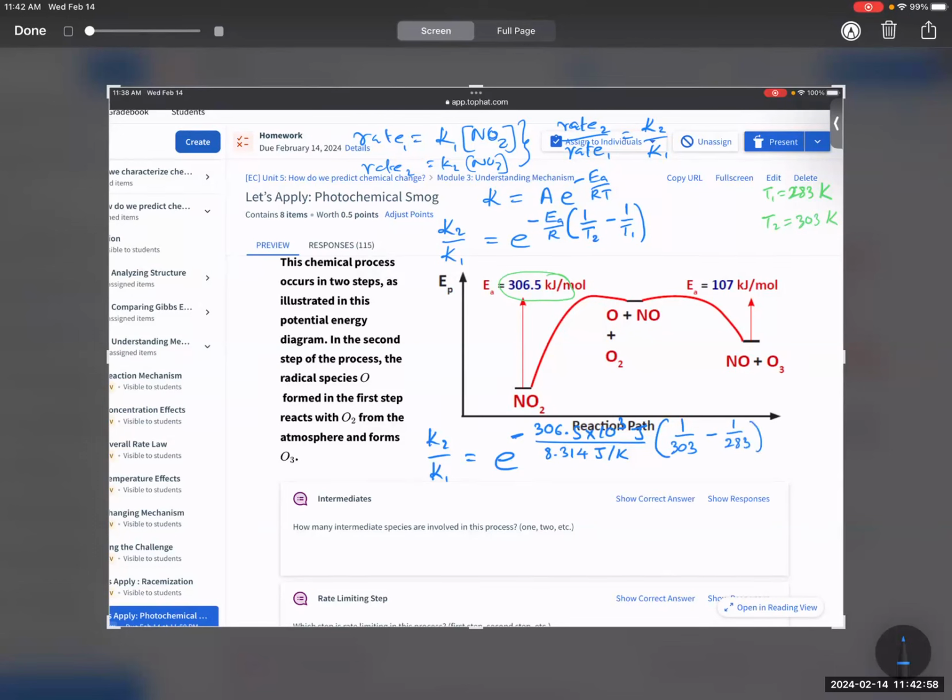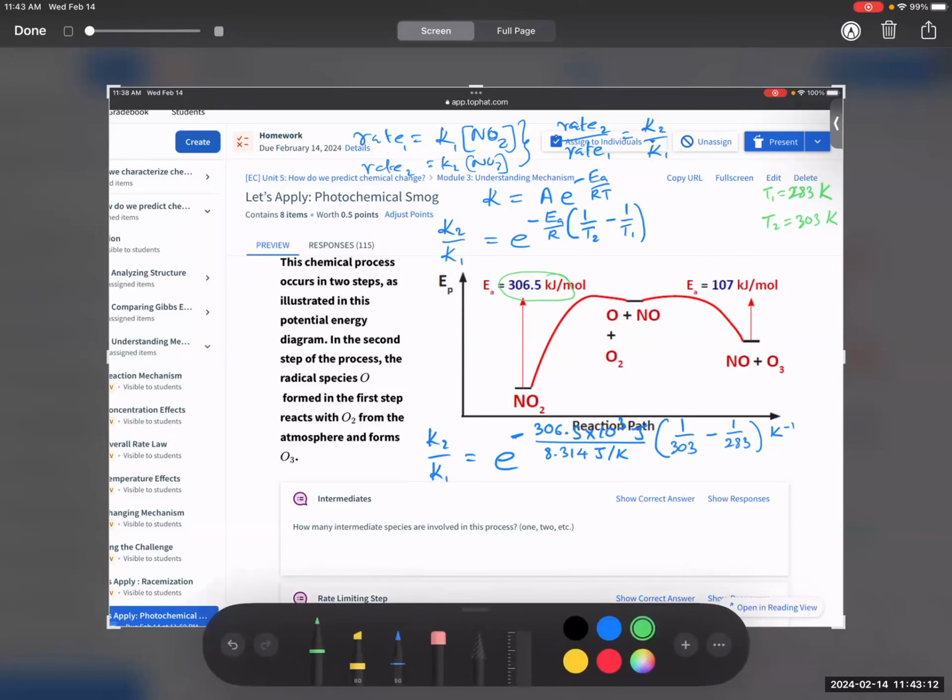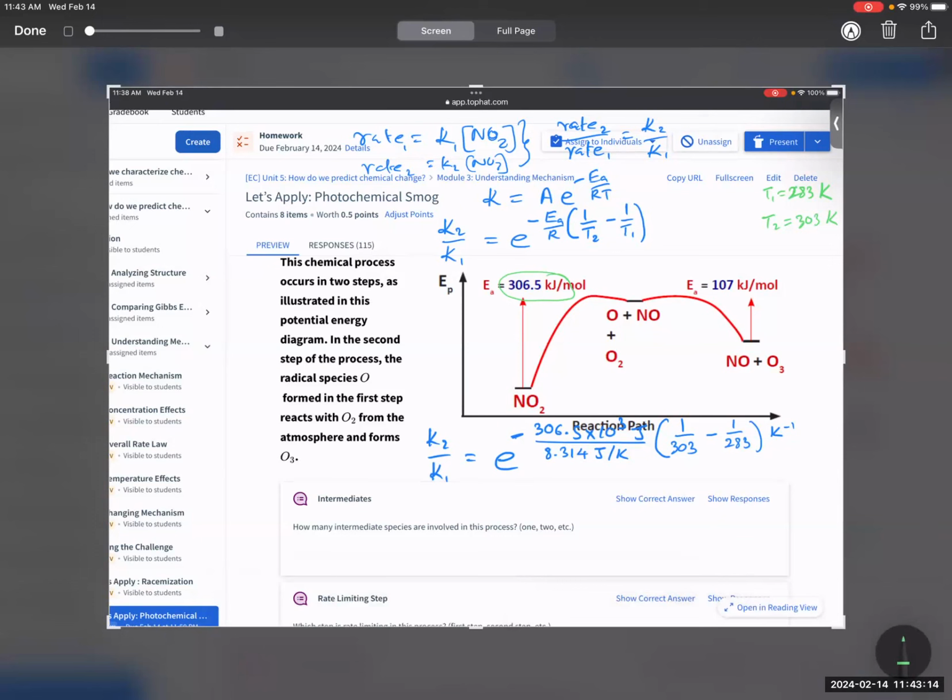Okay, so the units here must be 1 over K. For everything in parentheses, the units must be 1 over K, or K to the power of minus 1. And you know that that's going to cancel out with this K over here, and then this J will cancel out. And that's how we're going to get a unitless number here.